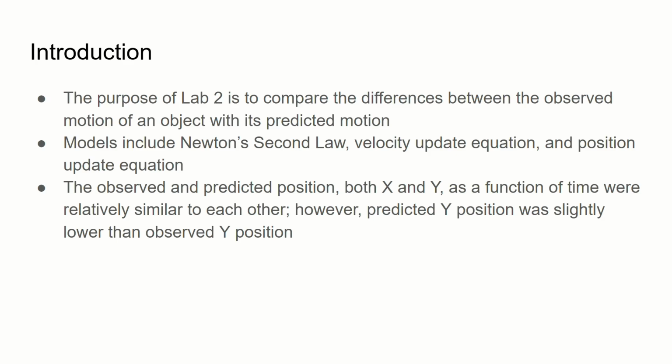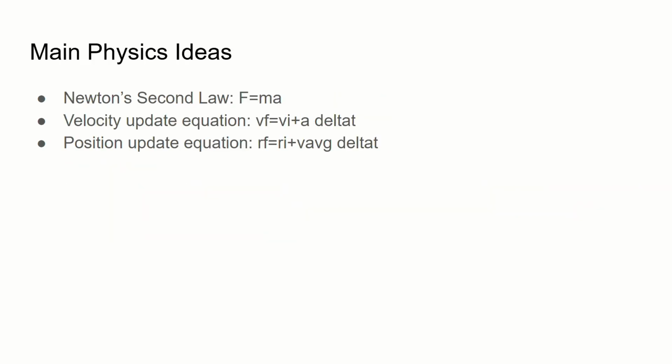The observed and predicted positions of the dry eraser, which was the object we used in this experiment, were relatively similar to each other. However, the predicted y position was slightly lower than the observed y position. So we used Newton's second law to calculate the force due to gravity that was acted upon the dry eraser during the course of the experiment.